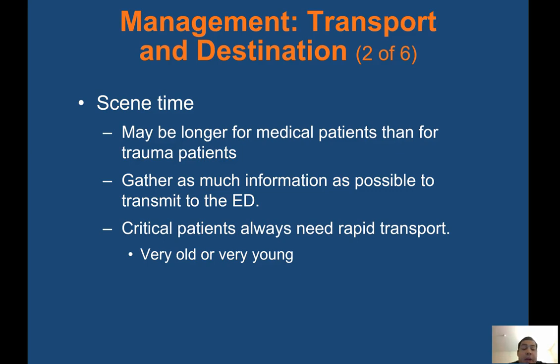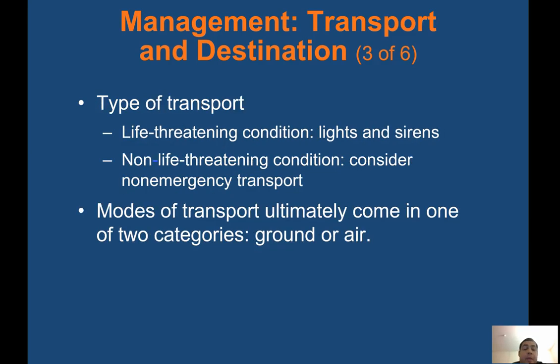Sometimes you're given very limited information, but you want to try and gather as much as you can. Critical patients always need rapid transport, very old or very young. So type of transport. So life-threatening conditions, lights and sirens. So this would be a code 3 transport. Non-life-threatening condition, consider non-emergency transport. So this would be a code 2.